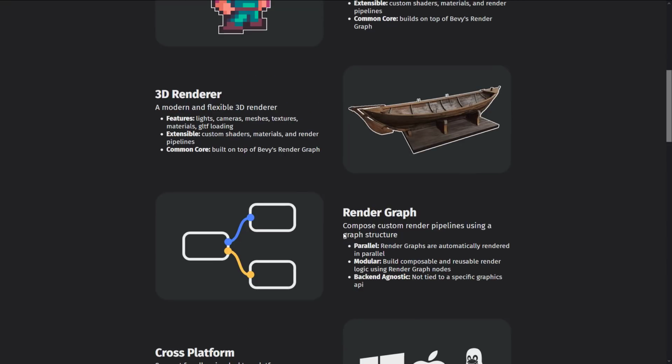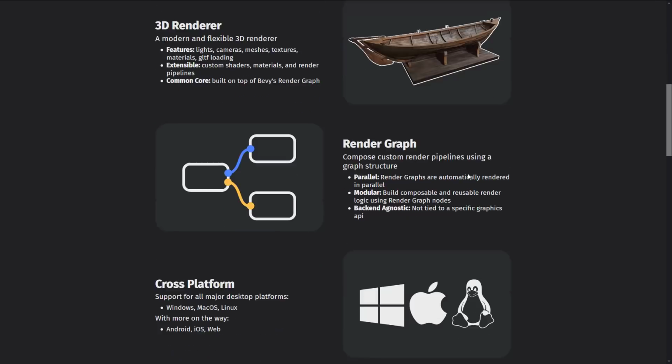The render graph is, again, the graphics layer that both the 3D and 2D renderers are built on top of. It's parallel: render graphics are automatically rendered in parallel. That goes nicely with the ECS for scaling up across multiple CPUs and GPUs potentially. It's modular: build composable and reusable render logic using render graph nodes. And the back end is agnostic. It's not tied to a specific graphics API, so if you want to use Vulkan on the back end, or DirectX, or OpenGL, or if for some weird reason you want to use Metal on the back end, you potentially could.